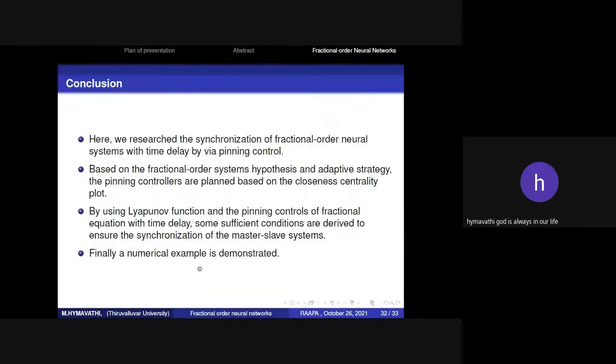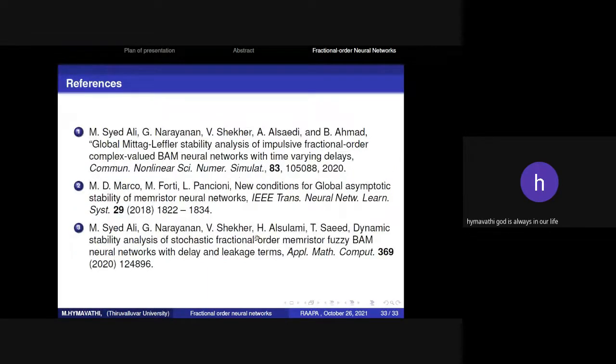Conclusions. Here we researched the synchronization of fractional neural networks with delay by pinning control. I have used some inequalities and Lyapunov functions to derive the stability conditions for the master and slave systems of the synchronization. Finally, a numerical example is demonstrated. Here are some of the references.